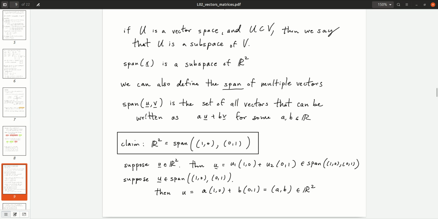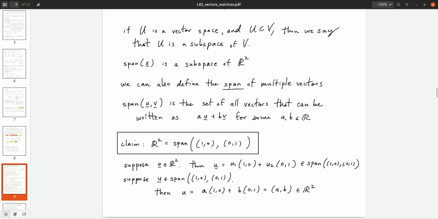I'm claiming that R2, which is the set of all vectors with two real elements, is equal to the span of (1, 0), (0, 1). Now, another new concept here is, we all know what it means to say that 2 plus 2 equals 4, right? The left side is equal to the right side. But what does it mean to say that a set is equal to another set? We just said what it means for a set to be a subset of another set.